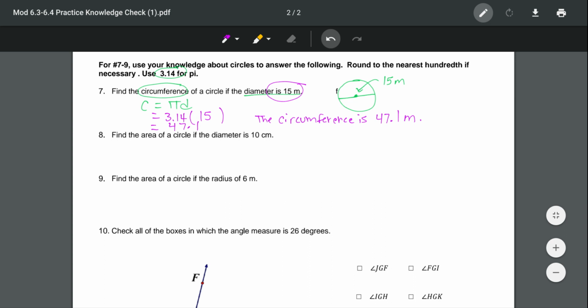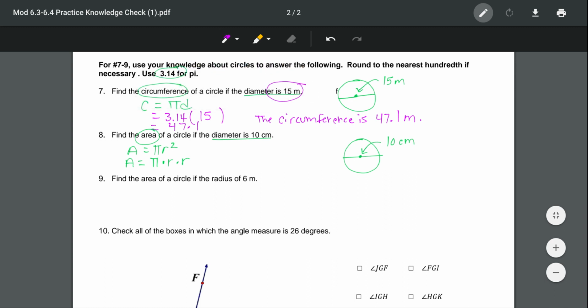Okay. Number 8, it says to find the area of a circle that has a diameter of 10 centimeters. So you can sketch a circle with a diameter that is 10 centimeters. The formula for area is pi times radius squared, which means pi times the radius again. It doesn't mean twice the radius, it's pi times the radius again.